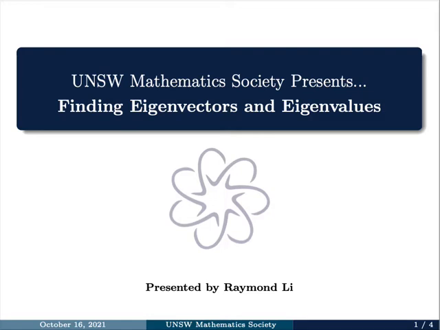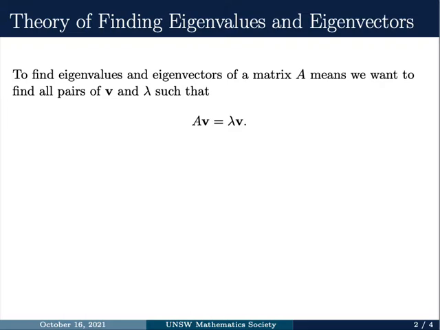In this video, we will learn to find the eigenvalues and eigenvectors of a matrix. To find the eigenvalues and eigenvectors of a matrix means we want to find the pairs of non-zero vectors v and scalar values lambda such that when we apply the matrix A to this vector, we simply return a scalar multiple of the vector. In this case, we call v the eigenvector corresponding to the eigenvalue lambda.